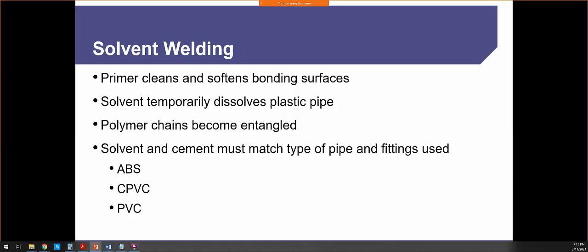Solvent welding, all right, we're going to use a primer, which is going to clean and soften the bonding surface. We're going to use that on both the pipe itself and the inside of the fittings. The pipe is going to go inside fittings. And then once we have it primed, we're then going to apply the adhesive or the glue to it, and then it's going to dissolve part of the plastic pipe, creating a nice, strong bond.